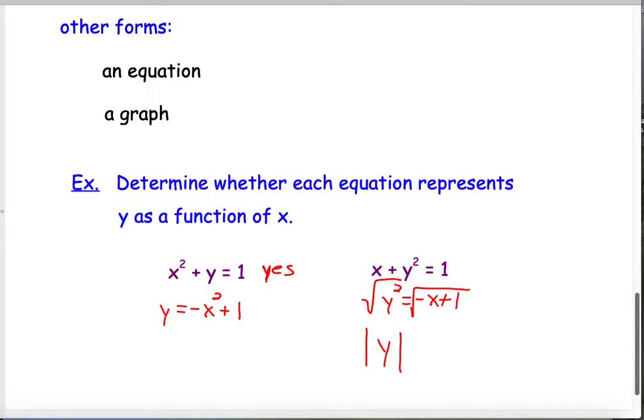Let me give you an example. What if I said, what's the square root of 7 squared? It's 7. But what's the square root of negative 7 squared? It's not negative 7. So it depends if y is positive or negative, or 0, as to what the square root is. So the square root of negative 7 squared is actually the absolute value of negative 7, which is 7. Because when you square negative 7, you get 49.